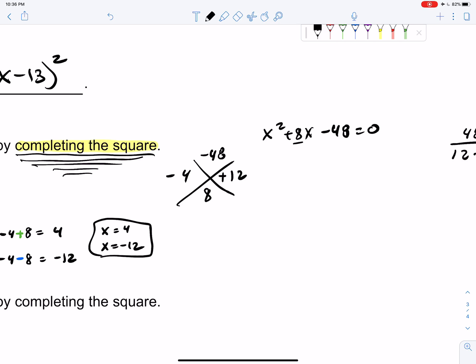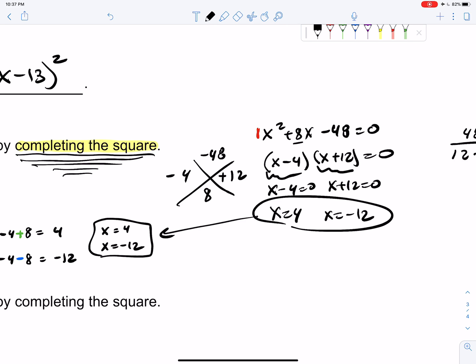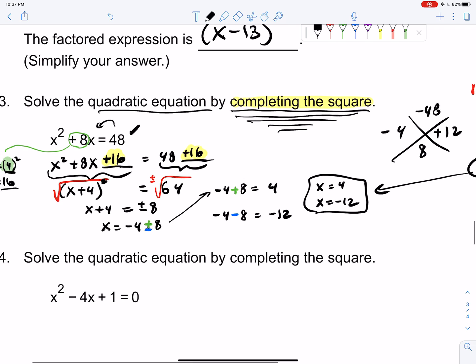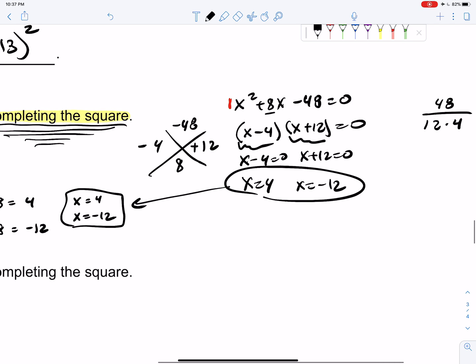Okay, so therefore this just factored down to x. Remember, the leading coefficient is nice and easy with a 1, so it's just x minus 4 times x plus 12 equals 0. Set each factor equal to 0. x minus 4 equals 0, so x equals 4, and x plus 12 equals 0, so x equals negative 12. And notice we get the same exact answers, okay? So we just used a new, high-powered technique on something we could have actually used old techniques with, factoring, setting equal to 0 and factoring.